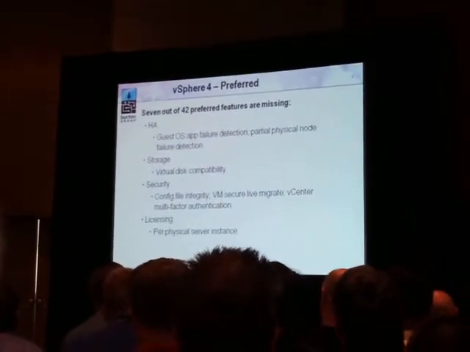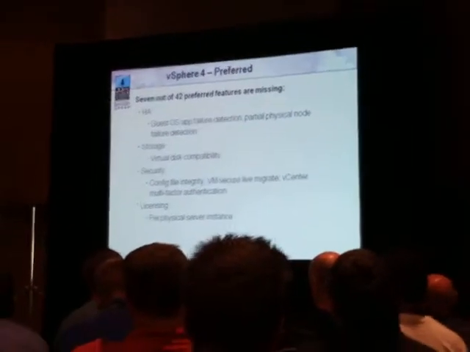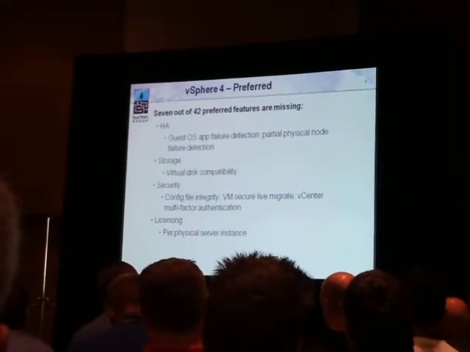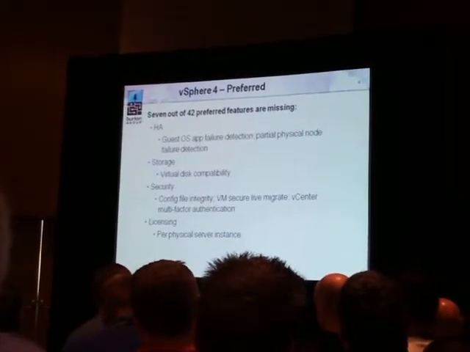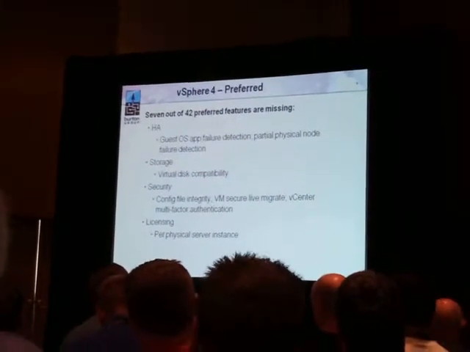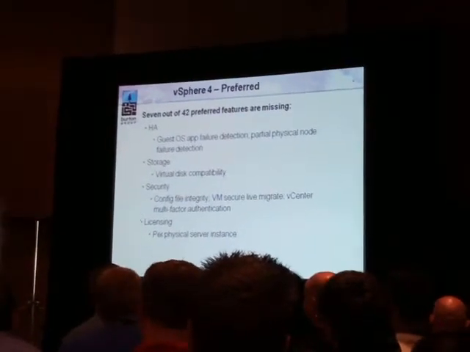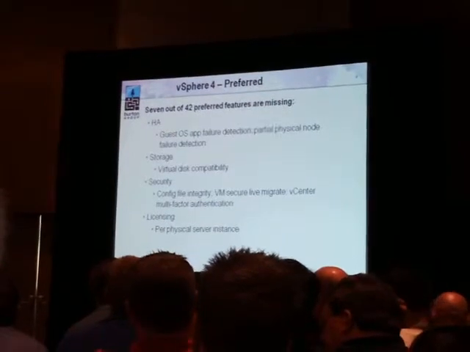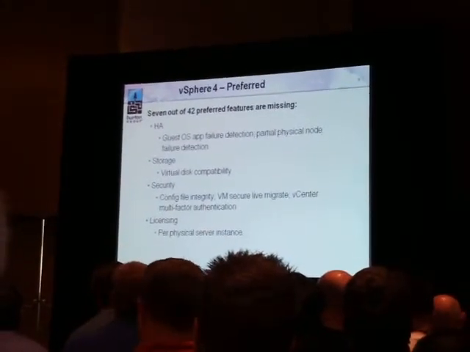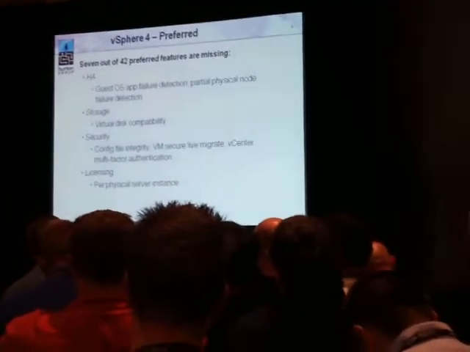Physical node failure detection, partial, meaning if you have redundant NICs, one of them goes bad, it's still communicating, it doesn't know, and it's not going to warn you or start to move workloads off of that particular box in preparation for some maintenance going on.